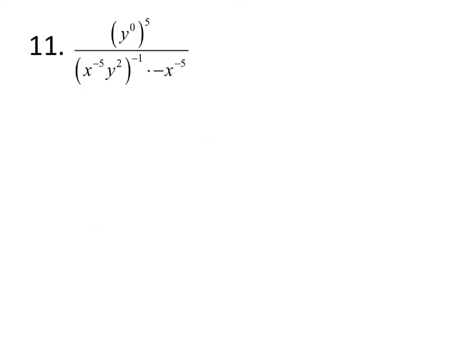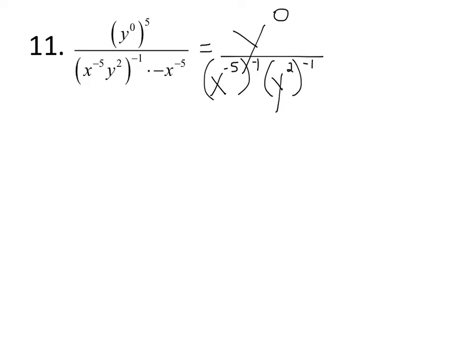Alright, here we're dealing with division, so we're going to go ahead and deal with some of our parentheses before we deal with the division. So if you take a power to a power, you multiply your exponents. So 0 times 5 is just 0, so that just becomes y to the 0 on the top. And then here, you're going to go ahead and give your exponent to both pieces. So it becomes x to the negative 5th power to the negative 1 power, y squared to the negative 1 power, and then we still have times negative x to the negative 5th.